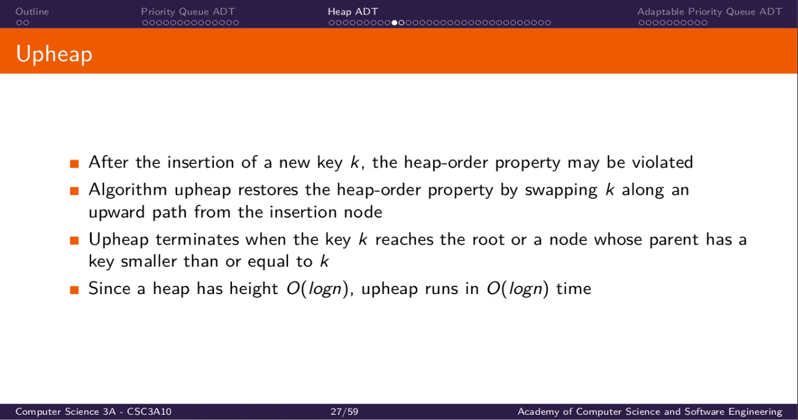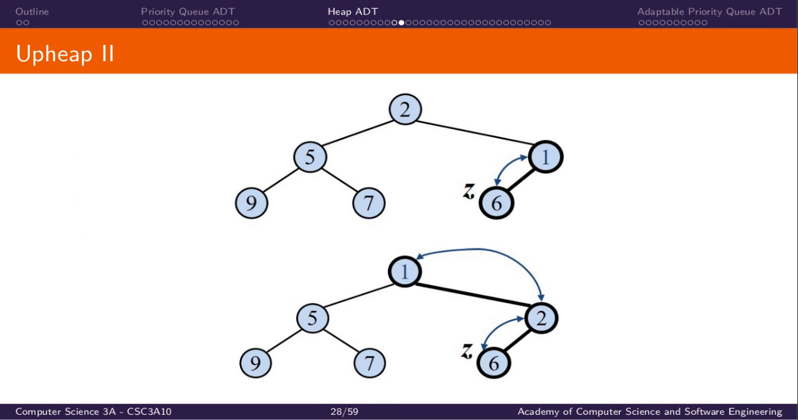So upheap terminates when either key k reaches the root, so it's actually smaller than all of its ancestors, or it reaches a parent that has a smaller or equivalent key to k. Then the heap order property is preserved, so we can stop our swaps there. Worst case, this would be going up to the top of the root, so traveling the entire height, and so that is worst case order log n time, because it has to be those log n swaps. All right, does that make sense?